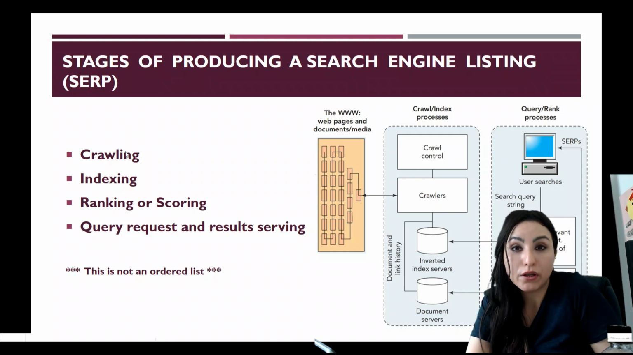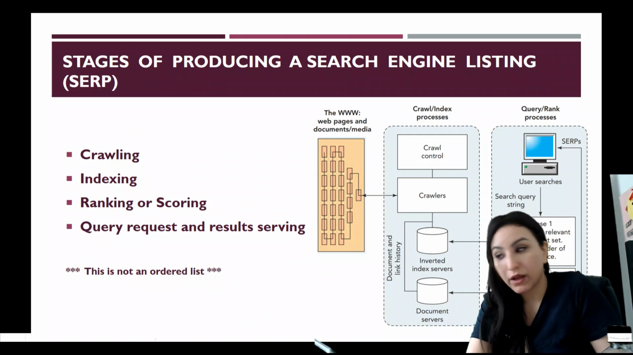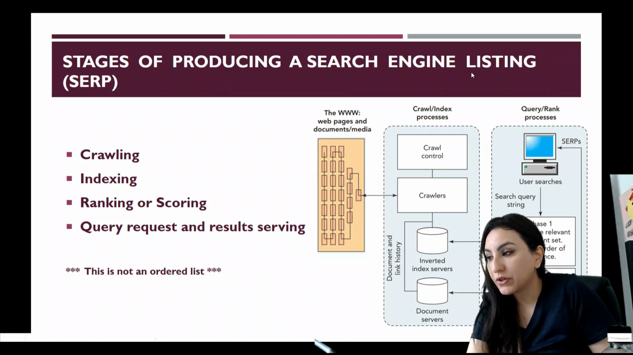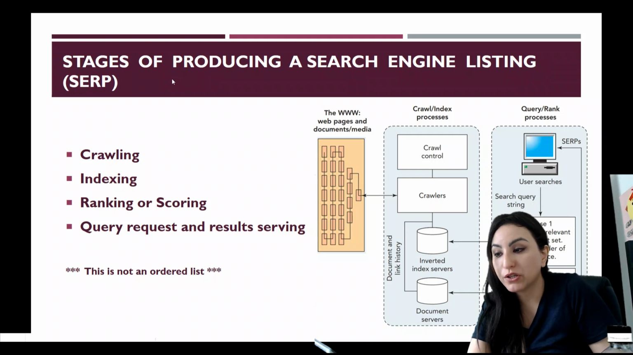Okay, so what are the four main stages? As you can see in this slide, these are the four main stages of the search engine producing the search engine results page, or the list of results. Over here you can see that the crawling and indexing processes take place almost all the time. The crawler tries its best to organize everything in tables or inverted indexes, and this is also related to the query and ranking.